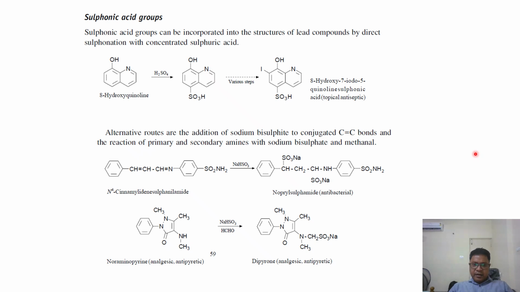Similarly, if we have a drug molecule containing an NH group, and we react it with sodium thiosulfate in formaldehyde, we can see after formylation at the NH position, the SO3Na group is attached, which is a salt, so it is way more water soluble compared to the parent molecule, and it is usually used as an analgesic, antipyretic drug molecule.